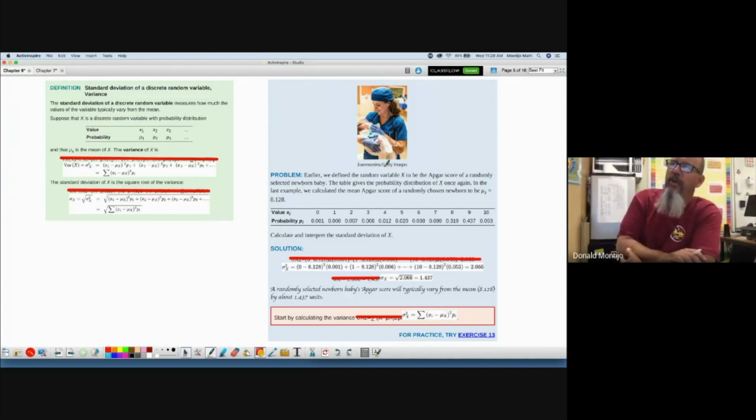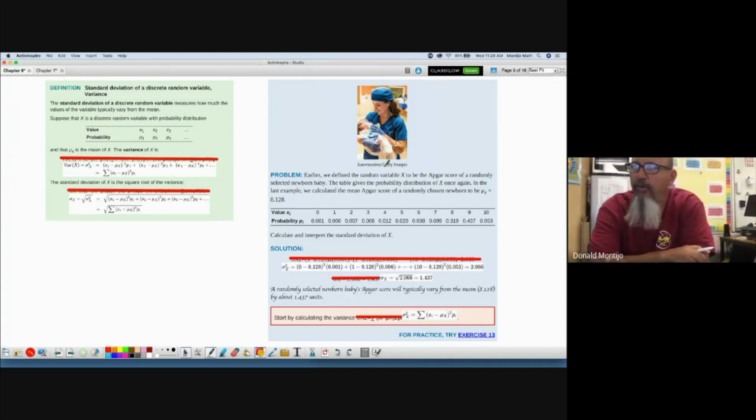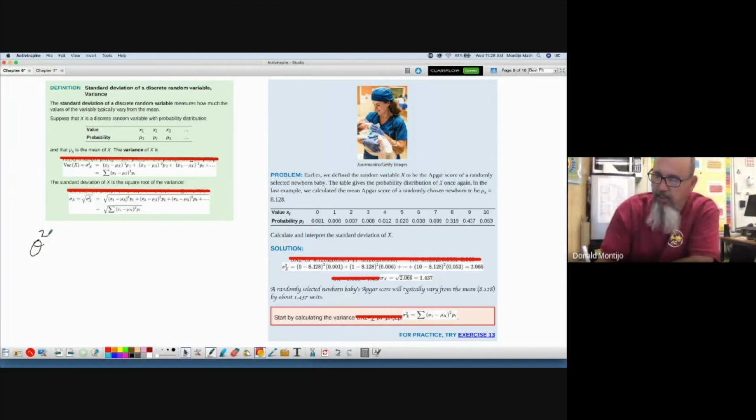If we go back to our example of having children with the 3 girls, how would I find the spread? How would I find the variance? First, and then I'll just take the square root of the variance to get to the standard deviation. The variance we're going to write as sigma squared. The variance says take each individual x minus the mean, squared, times its probability.